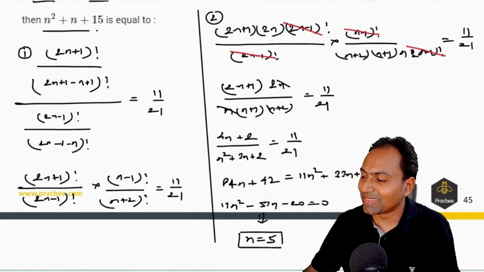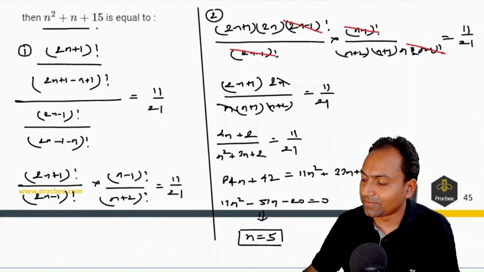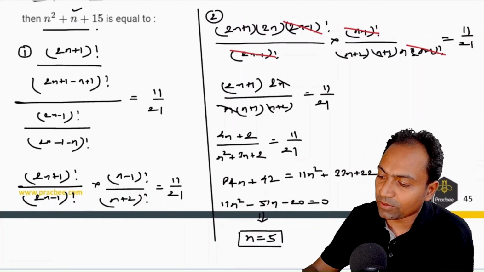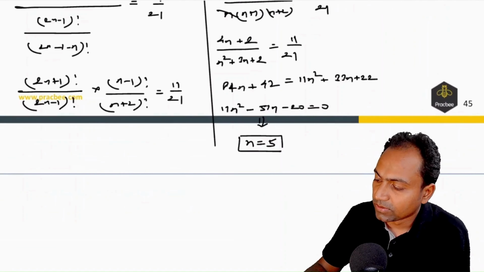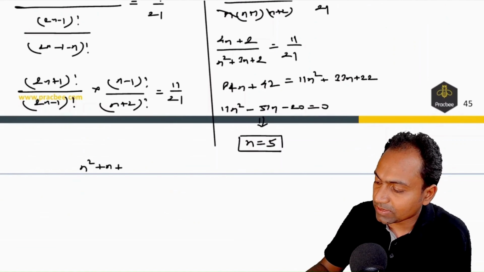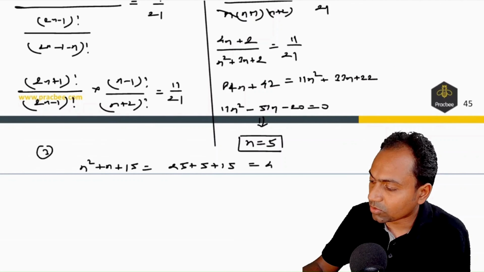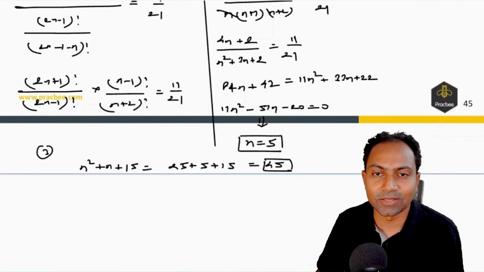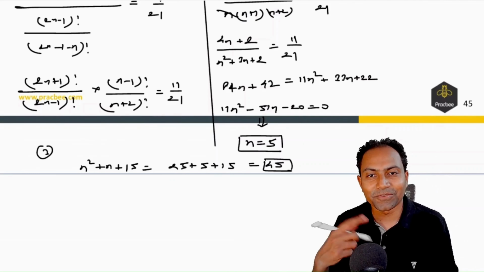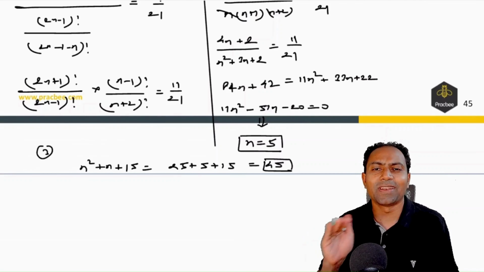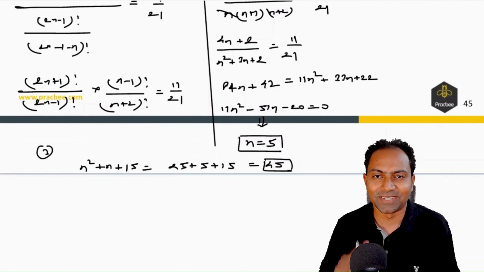So once you have done this, next step is very simple. Now in the last step, they want us to find the value of n square plus n plus 15. So if I want to find the value of n square plus n plus 15 in the third step, it is going to be nothing but 25 plus 5 plus 15, that comes out to be 45. And that is nothing but our answer. So it involves a lot of calculation, but actually it is a simple kind of application involving NPR and NCR.